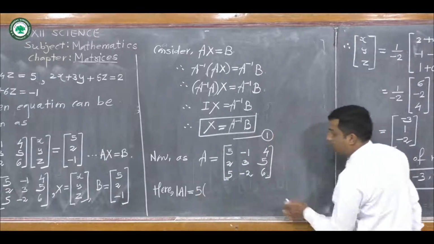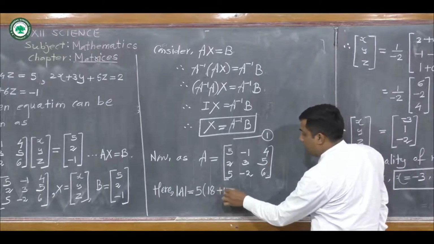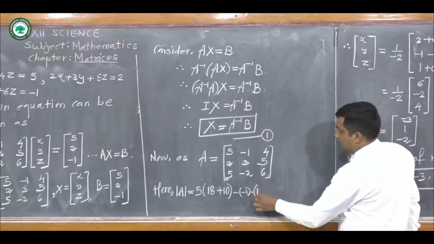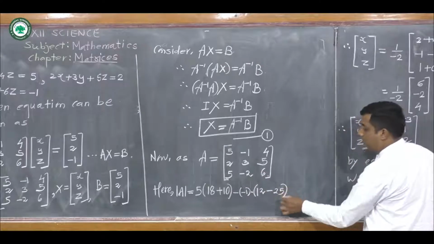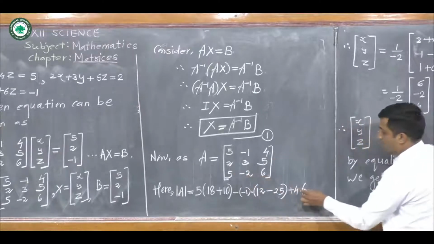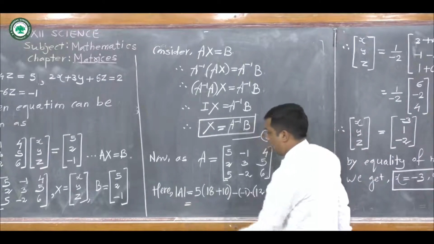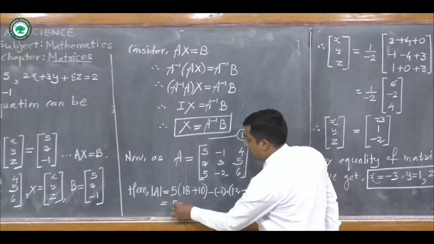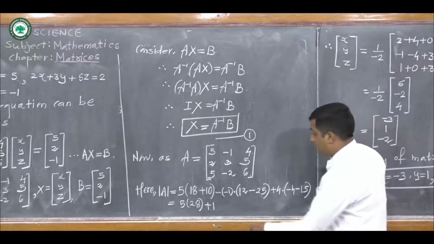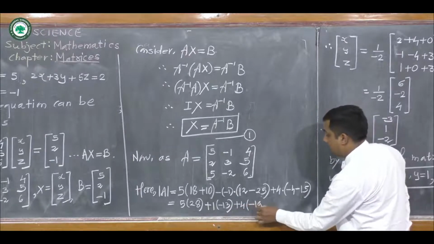Here 5 into bracket 3 into 6 is 18, with minus sign, minus 2 into 5 is minus 10. So here plus 10. Next, with minus sign, minus 1 into bracket, 2 into 6 is 12 minus 5 into 5 is 25. Next, plus 4 into bracket, 2 into minus 2 is minus 4, with minus sign 5 into 3 is 15. Now, this is equal to 18 plus 10 is 28, so 5 into 28, then plus 1 into 12 minus 25. 12 minus 25 is minus 13. Next, plus 4 into bracket minus 19.